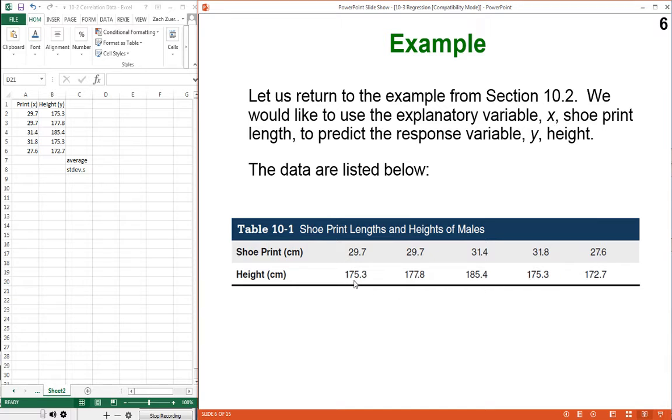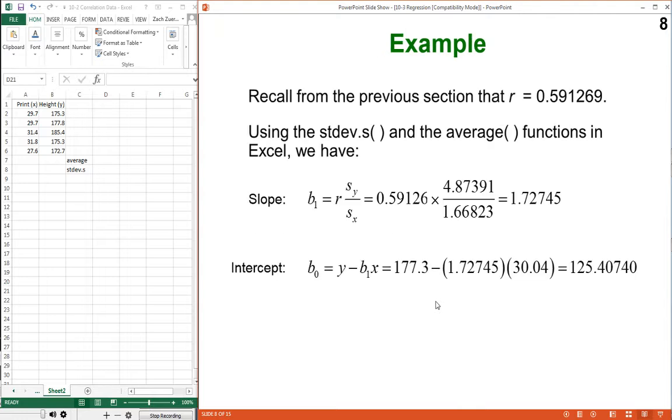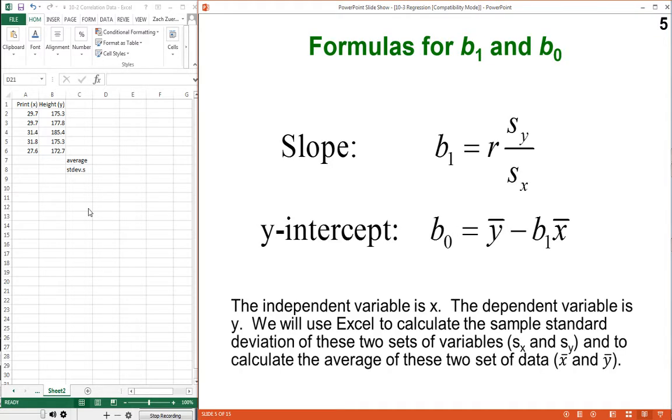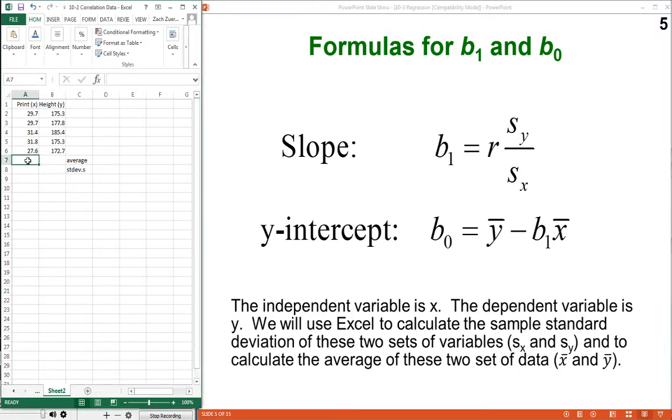I'm just using this as a simple example to help show how it is that we can construct a regression line. And so here are the equations, but I want to show you how it is that we come up with all of these numbers using Excel. So I think we'll go back to slide 5 here. To calculate the slope, we're going to need the correlation coefficient, the sample standard deviation of y and the sample standard deviation of x. So here we go. Come over here to Excel, and let's find the average of each of these. Here's the average of the shoe print.